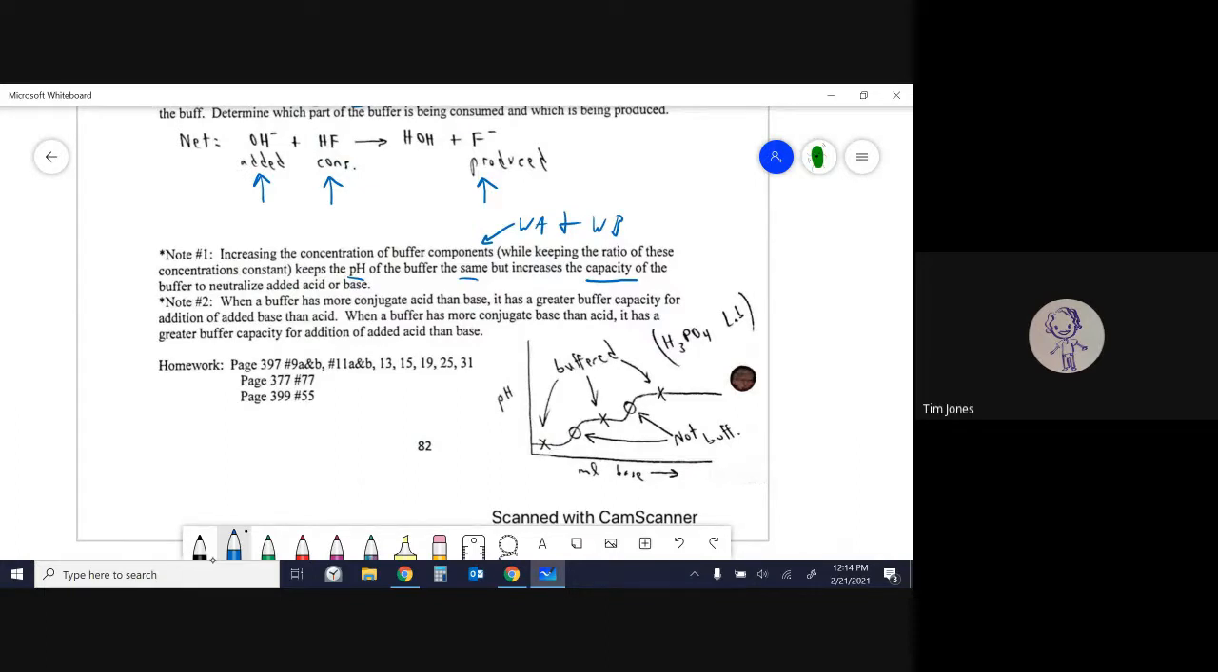Note number 2, when a buffer has more conjugate acid than base, it has a greater buffer capacity for the addition of a base than an acid. It's because if you've got more conjugate acid, it can consume more strong base being added, and the opposite if you have more conjugate base than acid.